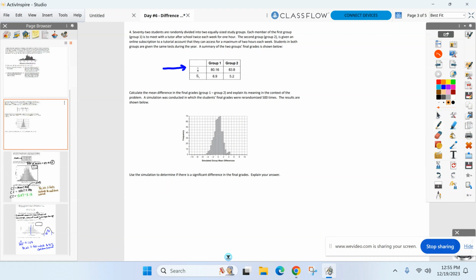So first question, calculate the mean difference, and they tell you what order to go in. Okay, they want to do group 1 minus group 2. All right, so let's do that, please. Not just the highest minus lowest. They'll tell you what order to go in. So the mean difference here, group 1 minus group 2: 80.16 minus 83.8. That's going to be a negative number. Negative 3.64.